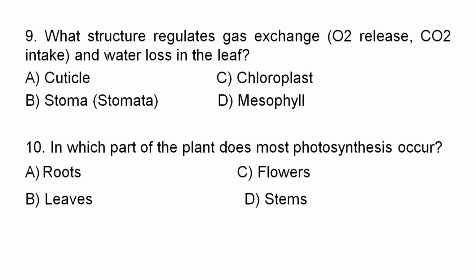Question number 9. What structure regulates gas exchange and water loss in the leaf? A, cuticle. B, stomata. C, chloroplast. D, mesophyll. Regulate gas exchange, regulate carbon dioxide and oxygen, and regulate water loss. Which structure? I think it is simple. The correct answer is what? B, stomata. Stomata is the structure that regulates gas exchange and reduces water loss in the leaf. So the correct answer is B.